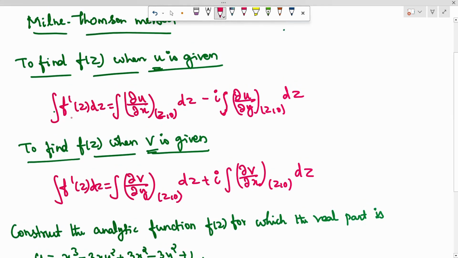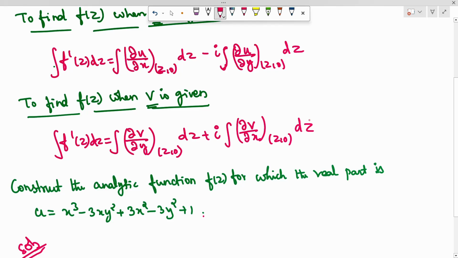First formula: integral f dash of z dz is equal to integral dou u by dou x of z comma 0 into dz minus i into integral dou u by dou y of z comma 0 into dz. Next one, to find f of z when v is given: integral f dash of z dz is equal to integral dou v by dou y of z comma 0 plus i into dou v by dou x of z comma 0 into dz.